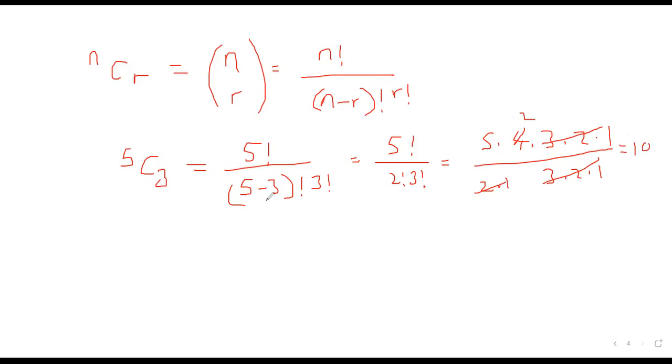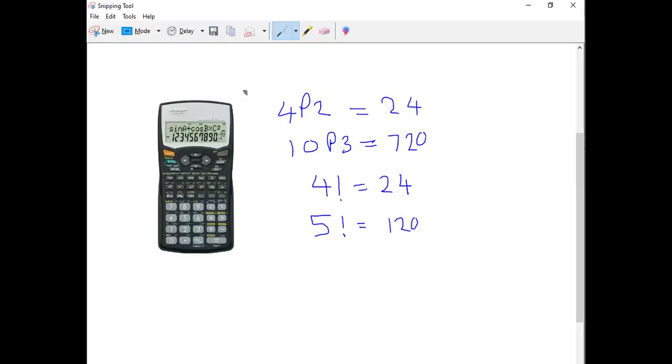Now, like usual, you can use a calculator directly. So to use a calculator, for those that are using a Casio, 5 combination 3, let's start with the sharp. You go to 5, then shift, there's a C there on top of the 5. So 5 combination 3 equals, what are you finding?